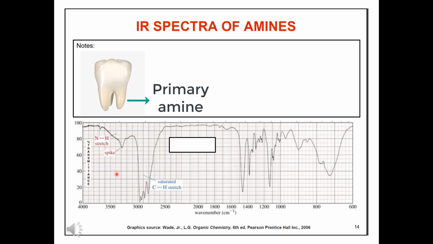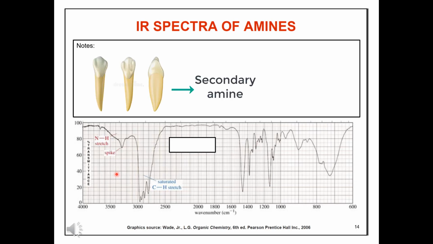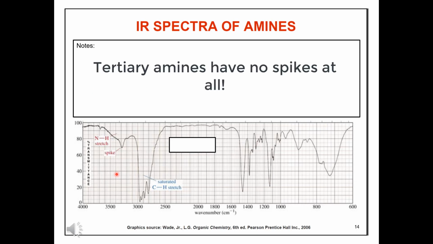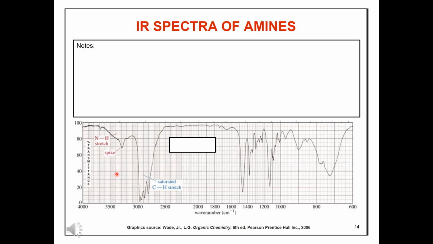Primary amines will have 2 NH bonds, therefore they typically show 2 spikes that make this band resemble a molar tooth. Secondary amines will only have 1 nitrogen-hydrogen bond stretch, which makes them show only 1 spike, and this represents a canine tooth. Finally, of course, tertiary amines have no nitrogen-hydrogen bond absorptions, and therefore this band is absent from the IR spectrum altogether. So what type of amine do you think is shown here?